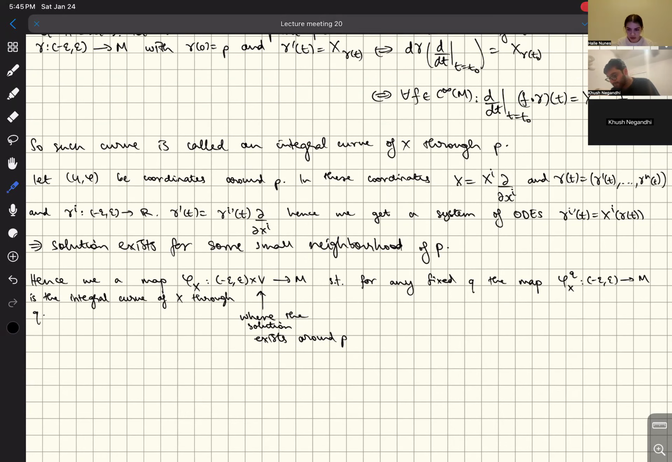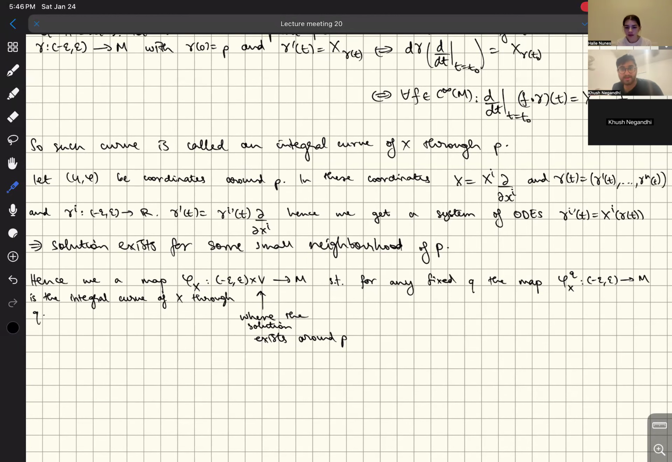Basically, what this map phi of X is doing is taking all the flows and putting them together as one object. I can fix a point P, and that gives me the flow through the point P. Or I can fix a time T, and that tells me where my point goes after T seconds, or T amount of flow. So that's what this map is doing. You could also fix T, and that gives you where everything moves after T units. Does that make sense?